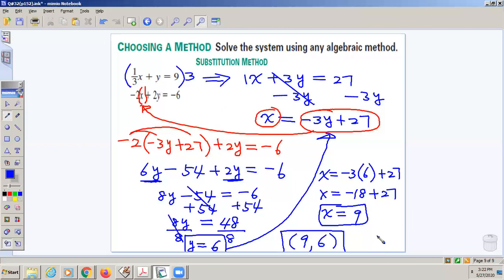And so you can choose any method you want. The combination method, also called the elimination method, seems to be easier. That seems to be the choice for most of the students. But sometimes you can use the substitution method because that would actually, believe it or not, be easier sometimes and even faster.